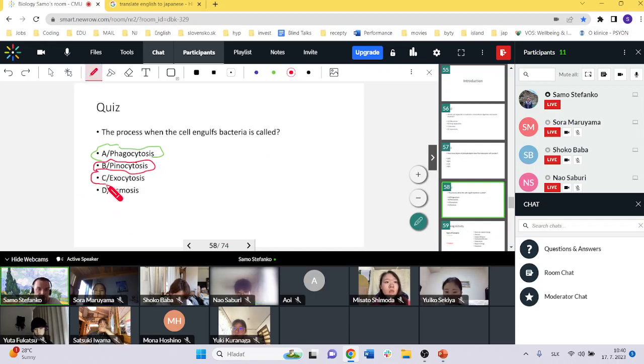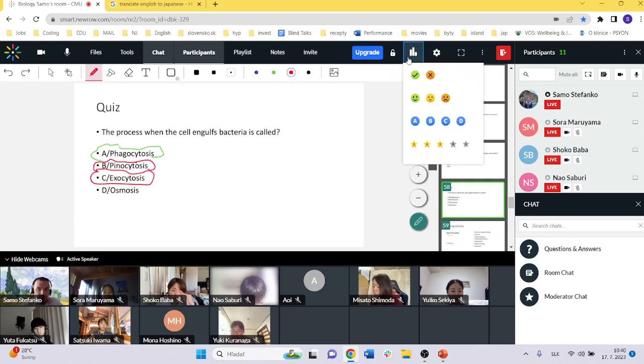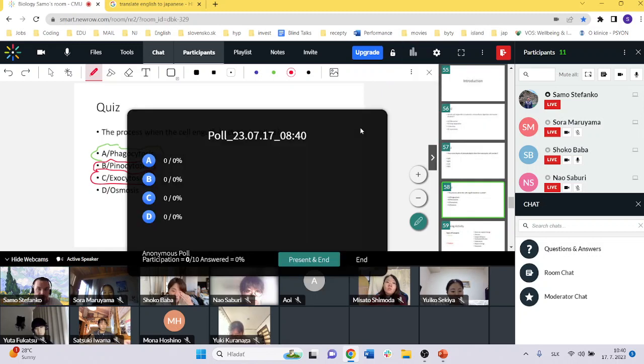What do you think about osmosis? Is it an active way of transport or a passive way of transport? What do you think? A is active, B is passive.